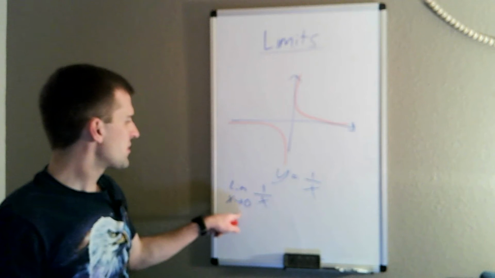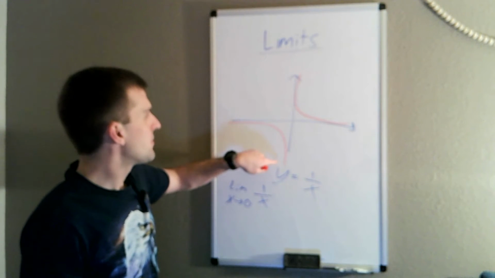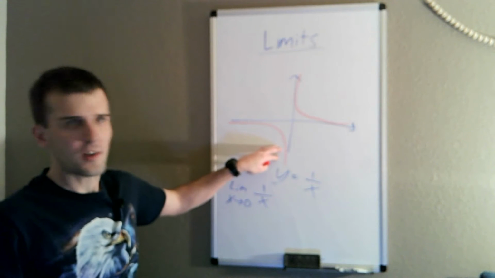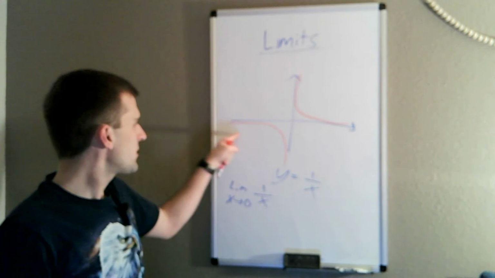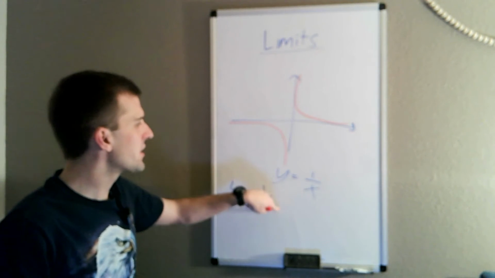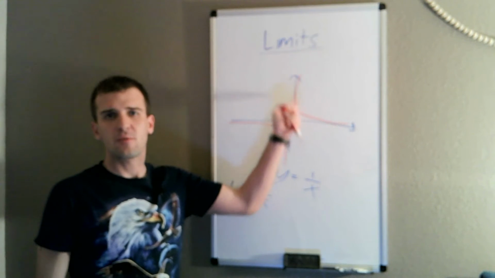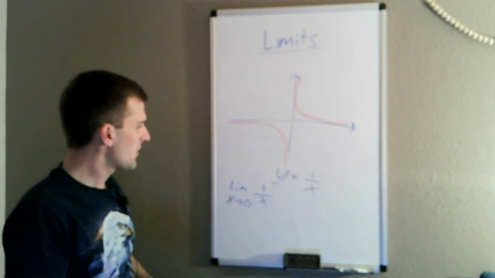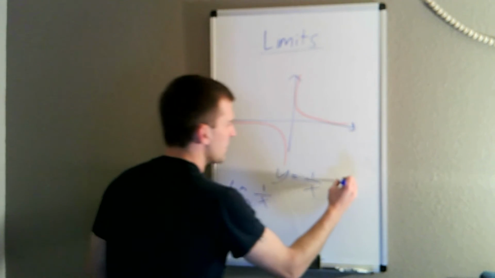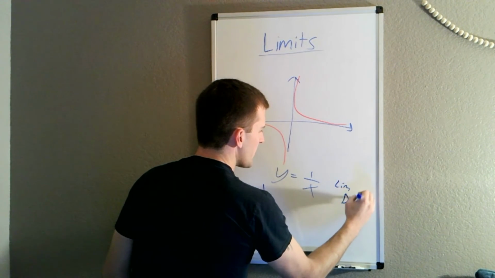Limit as x approaches 0 of 1 over x. Here, it depends on which side of the function you're looking at. If you're looking at the left-hand side, the negative numbers getting really close to 0, it approaches negative infinity. If you're looking at the right-hand side, you can see it's approaching infinity. So in this case, the limit is undefined, or the limit does not exist.